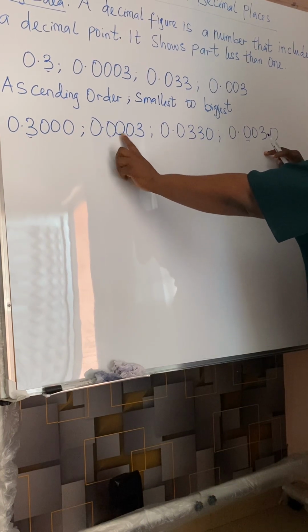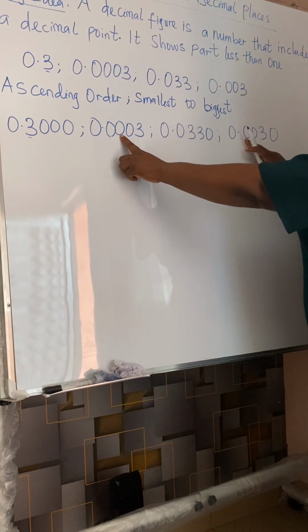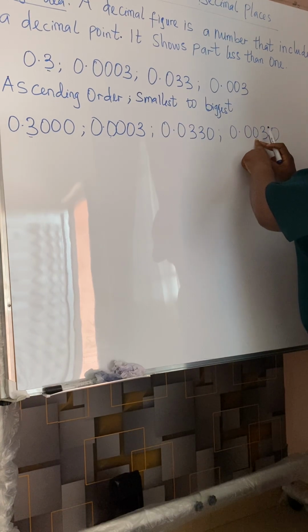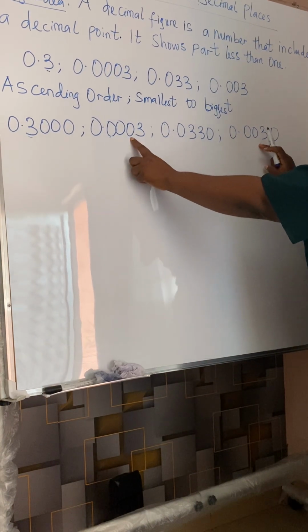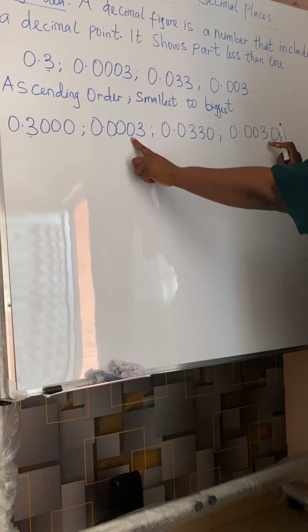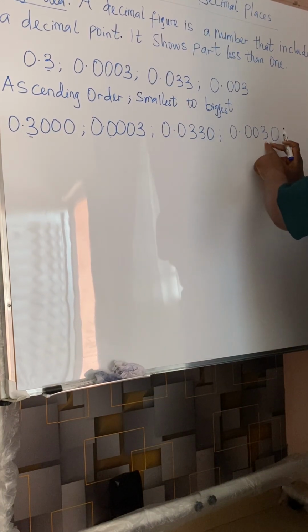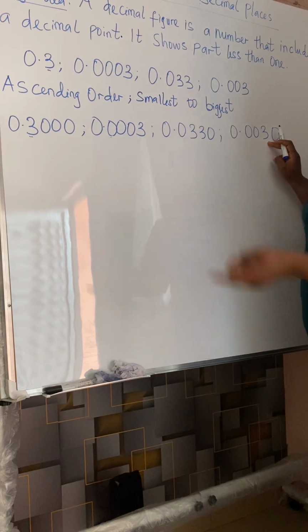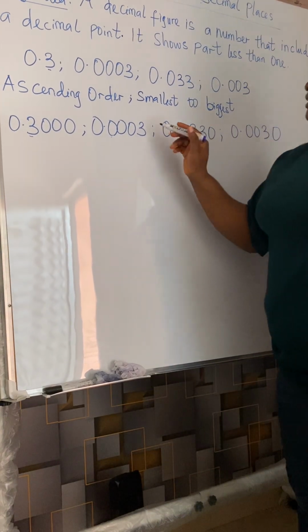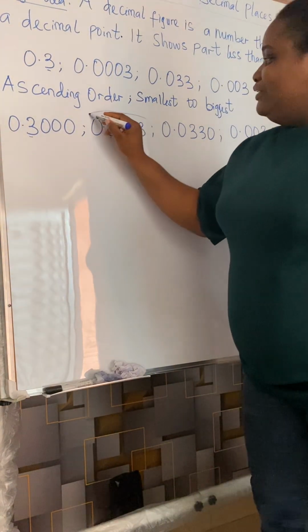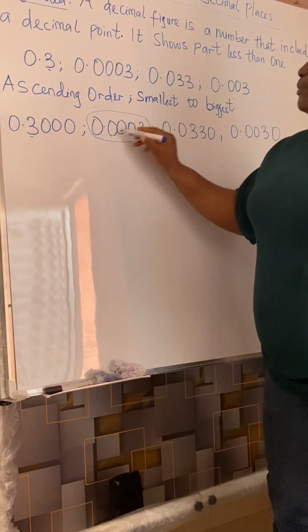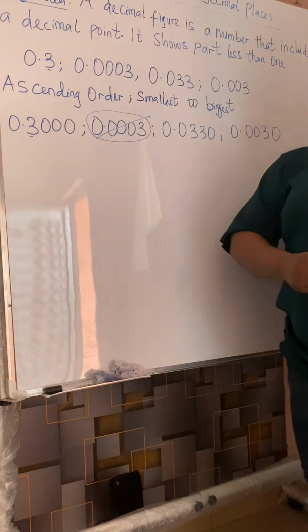10th is 0. 100th is 0. 10th is 0 here. 100th is 0 here. Now the 1000th is 0 here, but the 1000th is 3 here. You can see now that this 1000th is 3 and this 1000th is 0. So this one is the smallest. I'll circle smally and send smally home rejoicing.